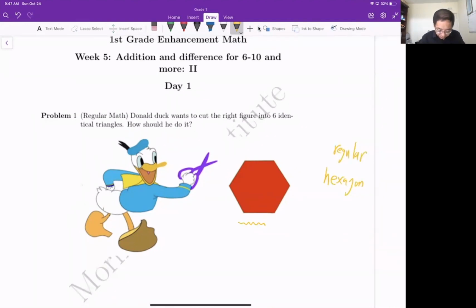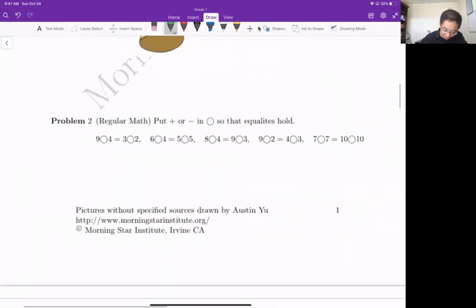Now, Donald Duck wants to cut the figure into 6 identical triangles. So here I have 6 identical triangles. How should we do it? The way we can do it is we cut like this. And then you see we obtain 6 identical triangles: 1, 2, 3, 4, 5, 6. All right. Now, question number 2.